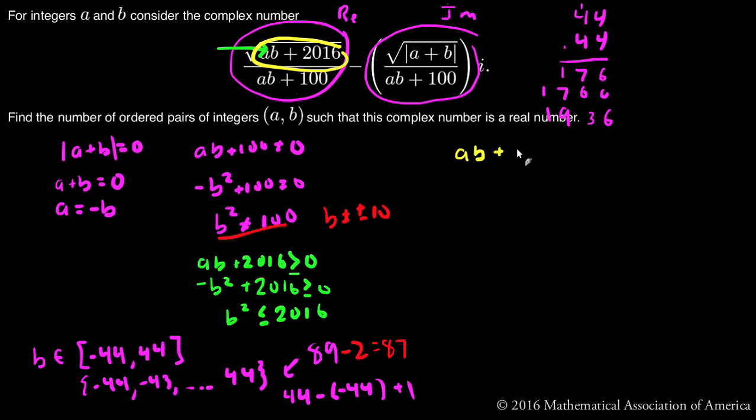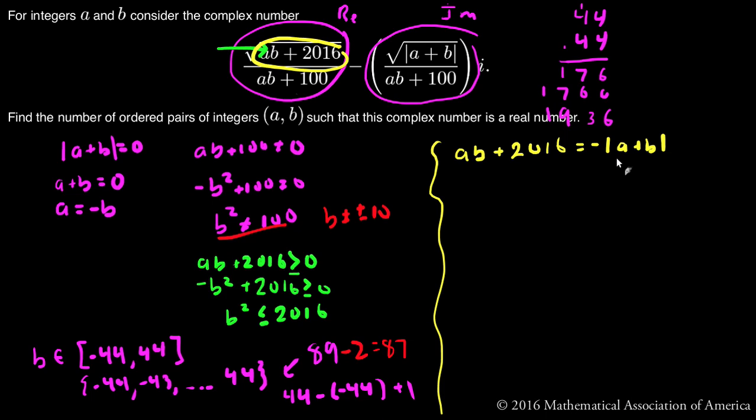AB plus 2016, I want that to be the opposite of the absolute value of A plus B. So this case is what makes the left side 0. This case is going to make this have some i, and the i's will cancel.